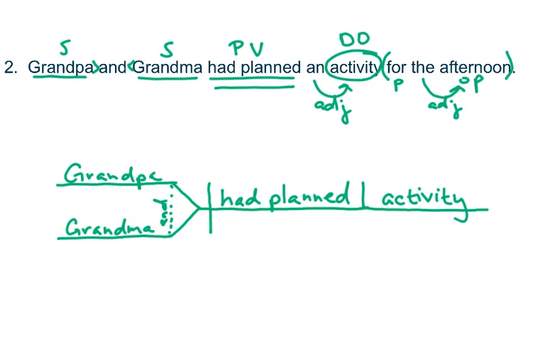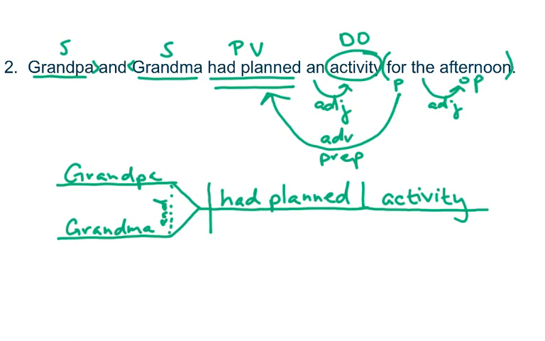We forgot to link our prepositional phrase. Had planned an activity for the afternoon. So what does for the afternoon modify or tell more about? It tells more about the planning, right? So we have a prepositional phrase that modifies the verb, which is an adverbial prepositional phrase.